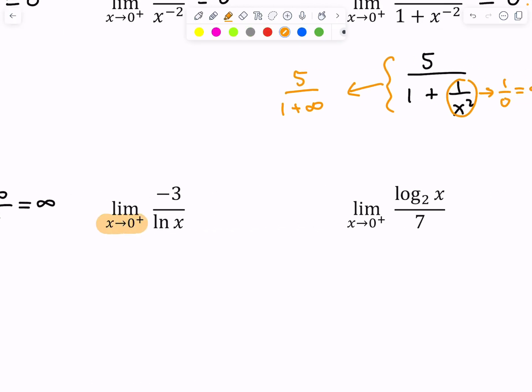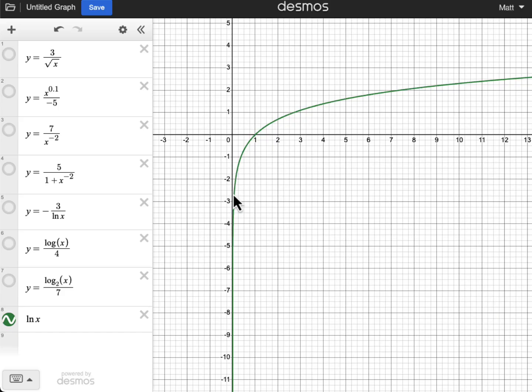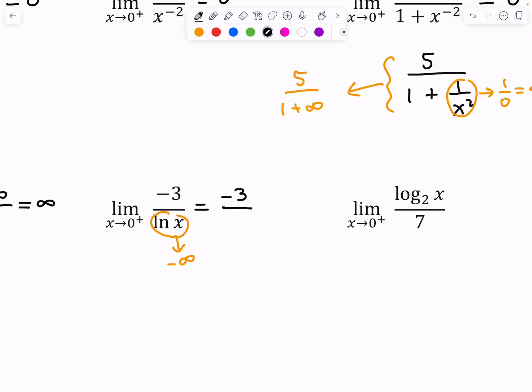Now we have x approaching 0 from above. The numerator will stay -3, but as x approaches 0 from above, the natural log of x, and here's a graph of it, as x approaches 0, the natural log of x approaches -infinity. So we get a limit of -3 over -infinity, and finite over infinite will be 0. It doesn't matter whether it's positive or -0, 0 is 0.